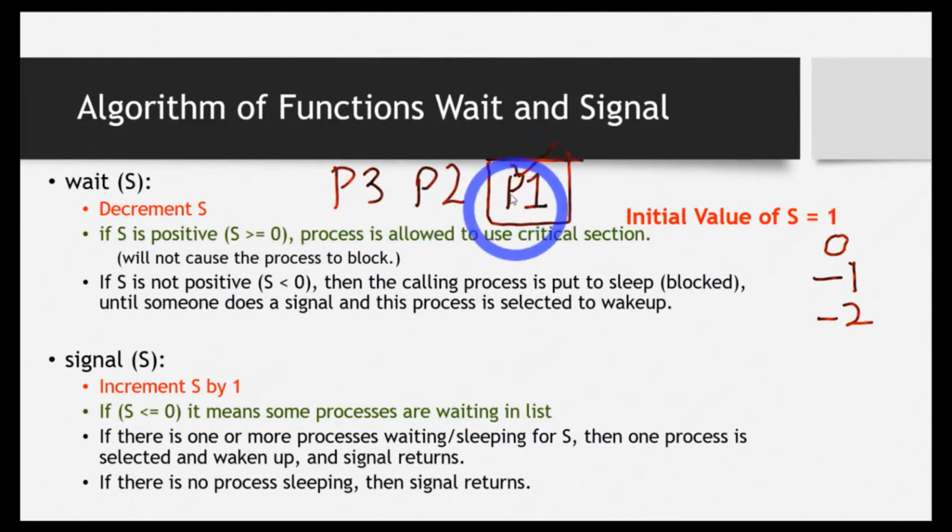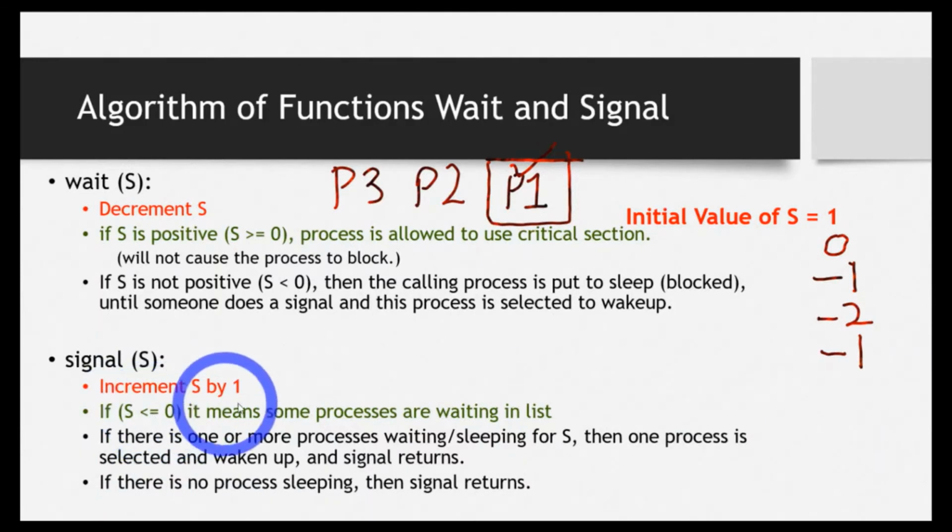Okay, now let's say P1 has done its work, and when it gets out of the critical section, it will call the function signal. So when signal is called, S will be incremented by 1. That means S is right now -2, and when it is incremented by 1, it will become -1, right? And then this condition will be checked. If S is less than or equal to 0, it means some processes are waiting, and -1 is less than or equal to 0. This condition is true right now.